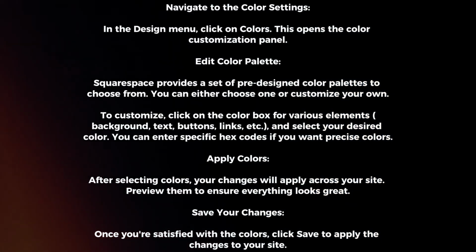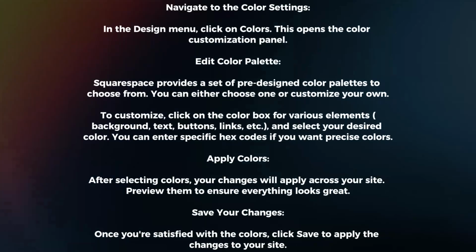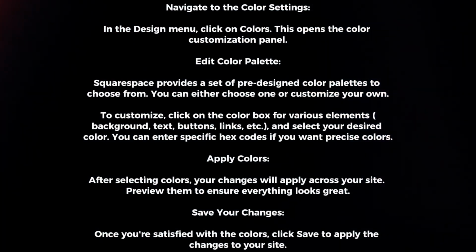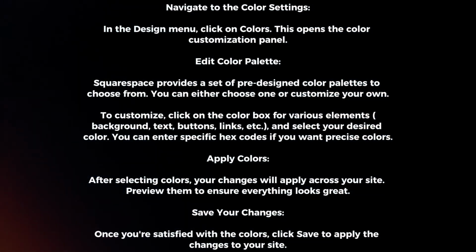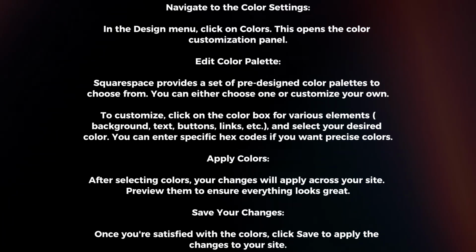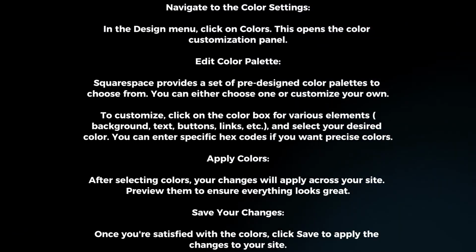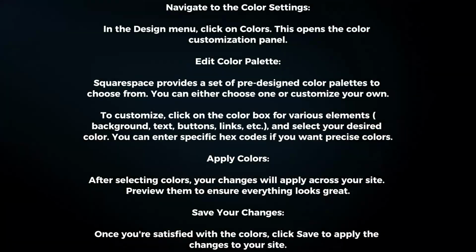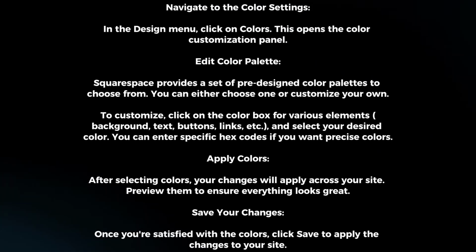Edit color palette. Squarespace provides a set of pre-designed color palettes to choose from. You can either choose one or customize your own. To customize, click on the color box for various elements and select your desired color. You can enter specific hex codes if you want precise colors.